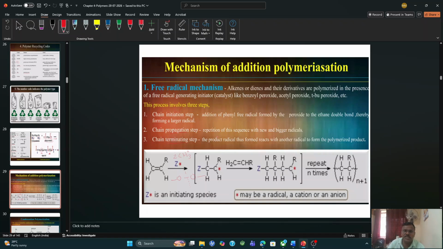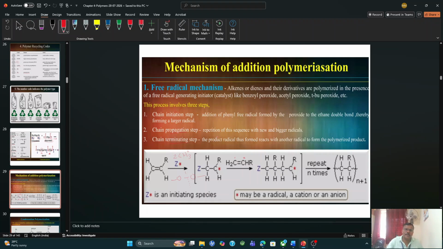That radical species will react with another monomer. How? This bond will be cleaved, and you will get one radical here, one radical here. This radical will make a bond with this carbon. Understand? So the chain will be extended, and since it has two radicals, one is here, one is here, this will make a bond with this carbon, but this radical will be active for further reaction, isn't it? So like that, if you put n number of monomers, step by step, each monomer will be added. So that step is called the propagation step.